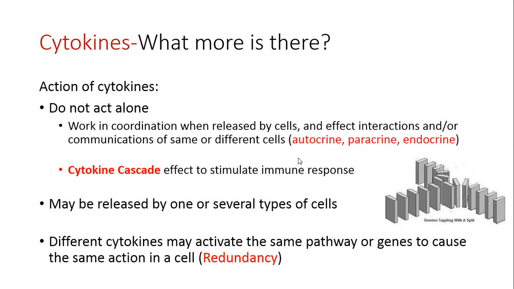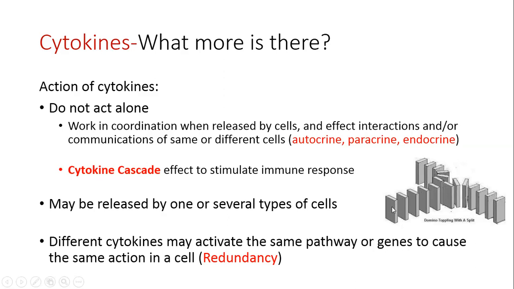The release of cytokines from a cell causes what we call the cytokine cascade effect in order to stimulate an immune response. So we have that first action of a cell releasing a cytokine, and finding another cell with a receptor on it. That's step one. If you think of this little domino as being step one, that's fine.